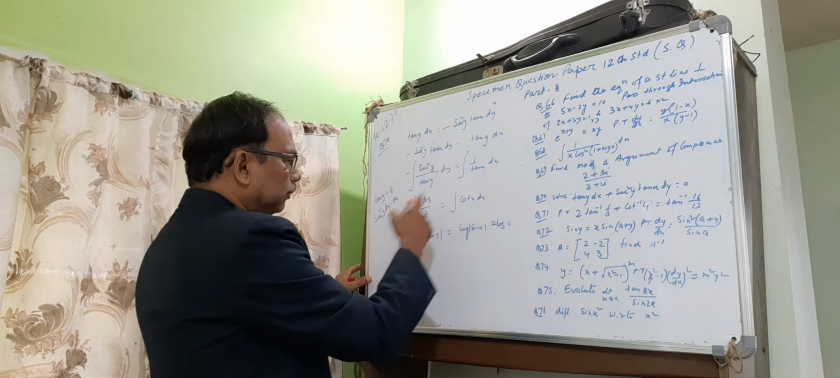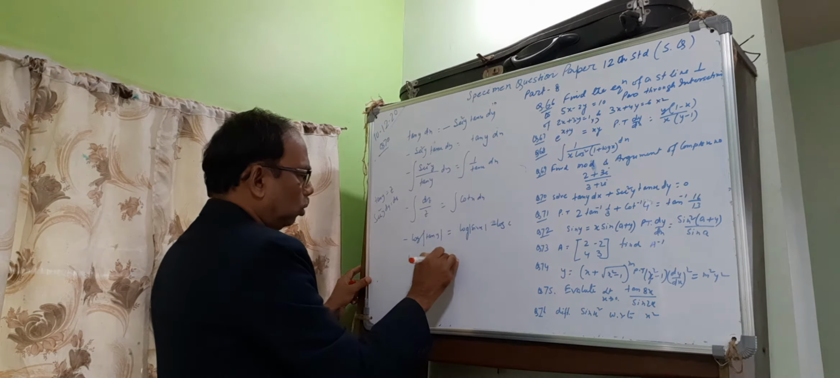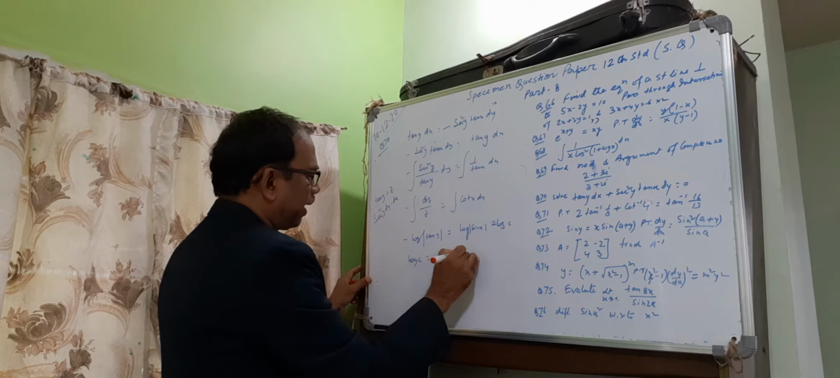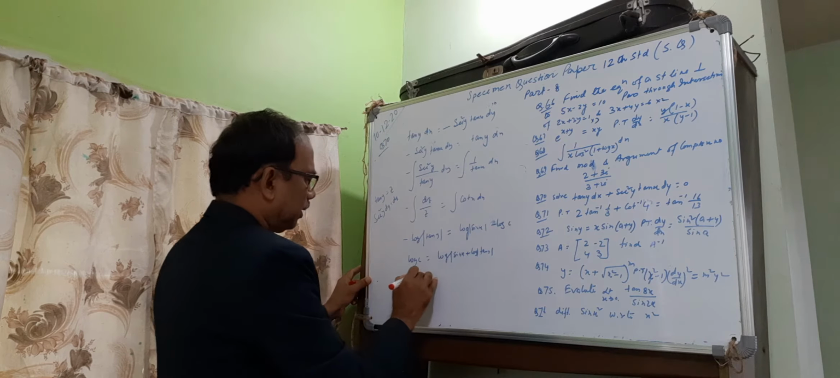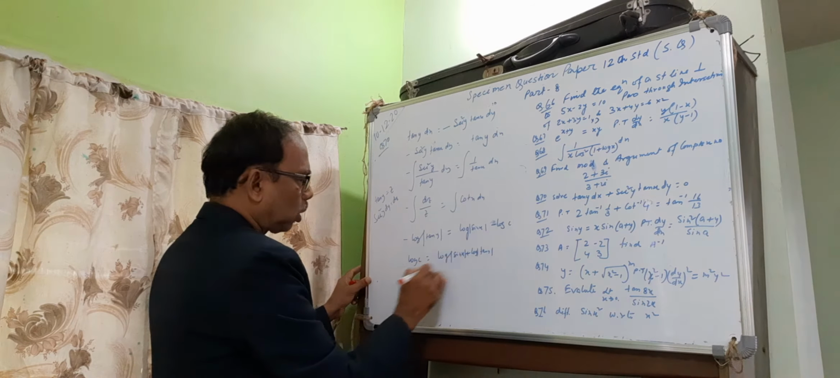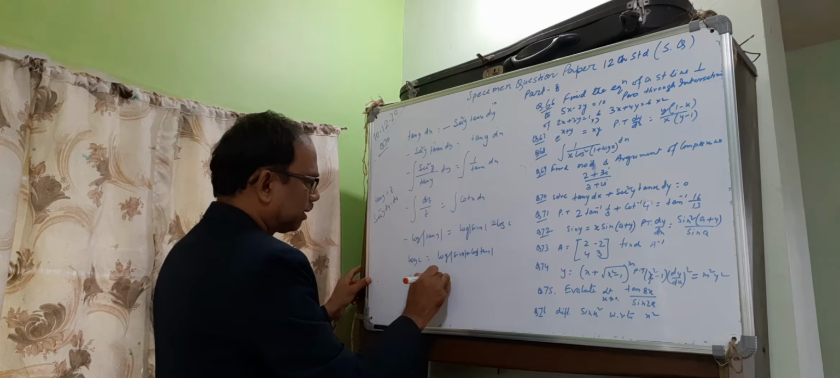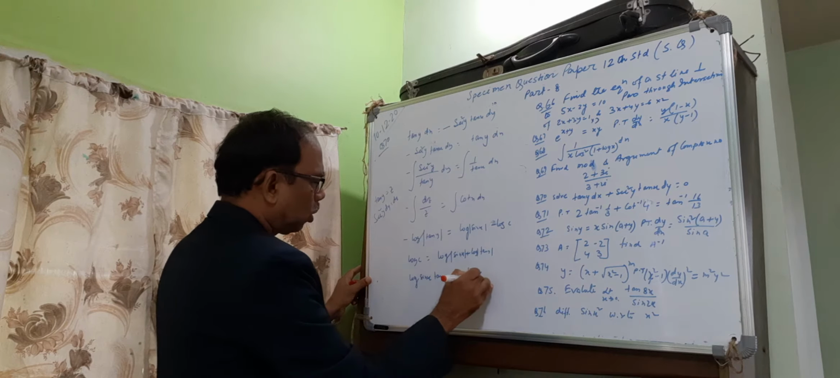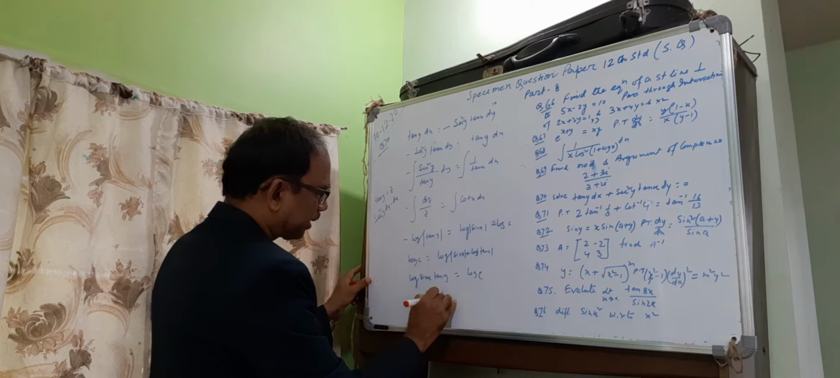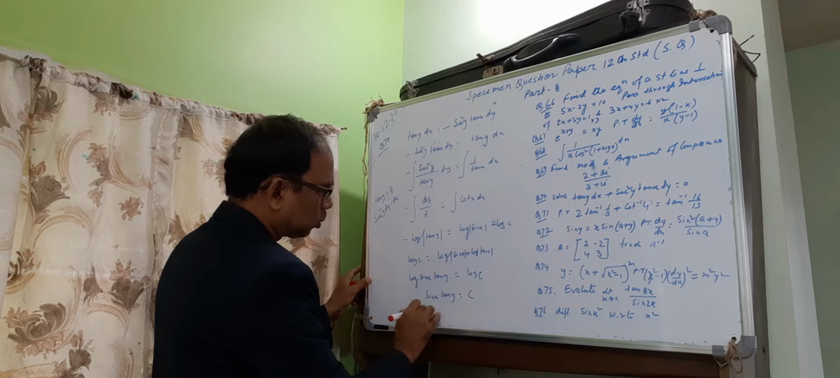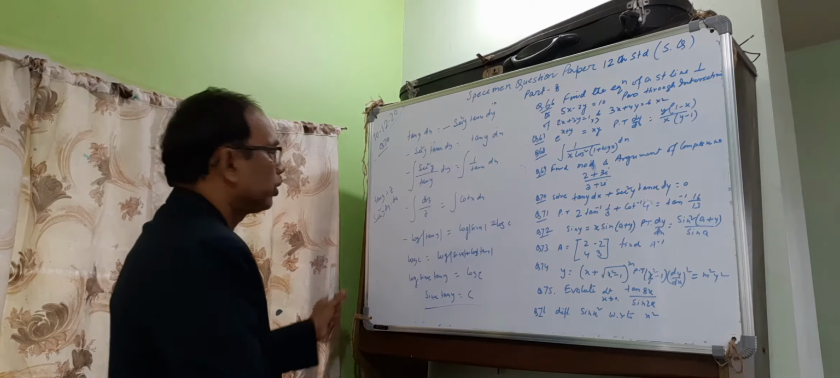Now log c equals log of sin x plus log of tan y. That is log a plus log b equals log ab, that is log of sin x tan y equals log c. Now removing log on both sides, sin x tan y equals c. That is the solution of the given differential equation.